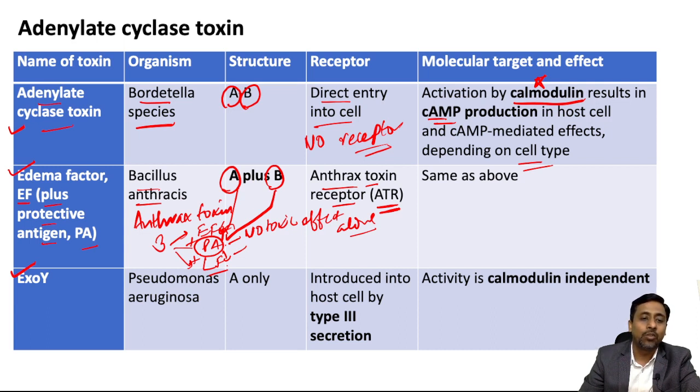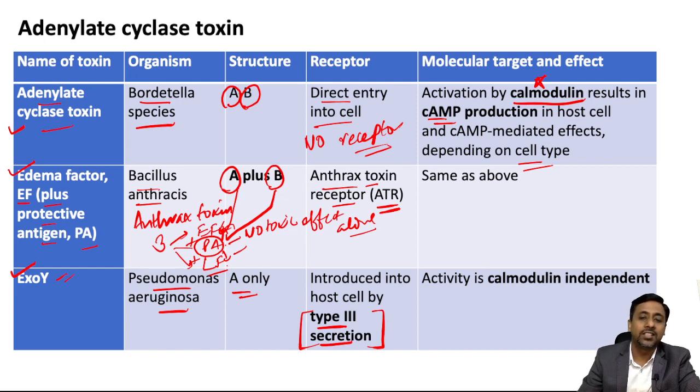Now this XOY, which is an exoenzyme Y produced by Pseudomonas aeruginosa, has got only one A subunit and there is no B subunit, and the receptor for it is mediated through type 3 secretion. So it does not need any receptor. However, it enters inside the cell through a type 3 secretion system.